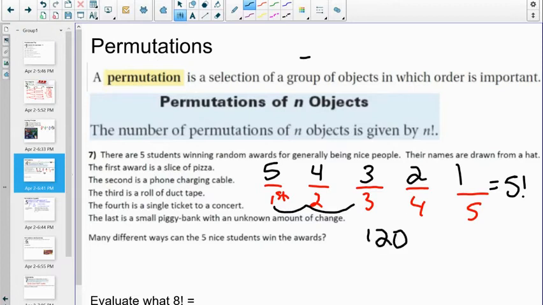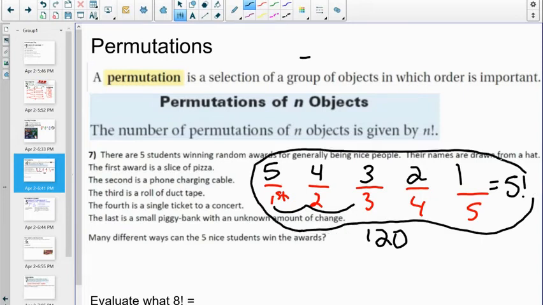Again, if you're still confused with what I was referring to here, there's more videos online. But the reason why I had 5 at the first slot here is because we haven't picked. So there's 5 students to begin with, and I hadn't picked one yet. But let's say I picked one for that first prize. So that second prize, there's only 4 students left because we already assigned one, and that follows through for the remaining slots. Okay, now we're evaluating what 8 factorial is.